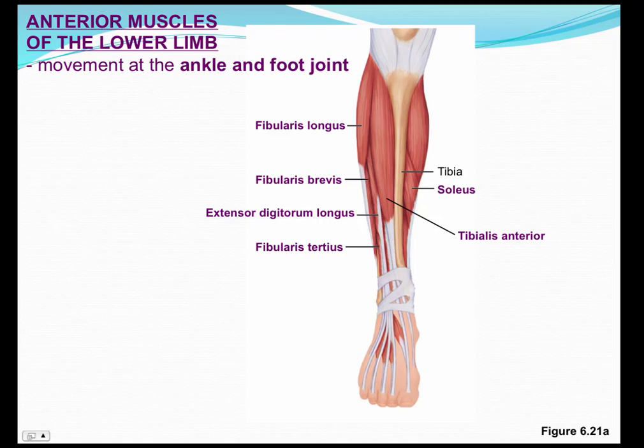Looking anteriorly, looking at how we can move the ankle and foot joint, we have the fibularis longus. This is for plantar flexion and foot eversion, so going in that direction, putting your foot in that direction. Fibularis brevis, this is for plantar flexion and foot eversion, so same function as your fibularis longus.